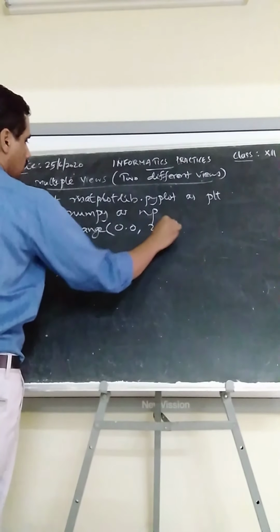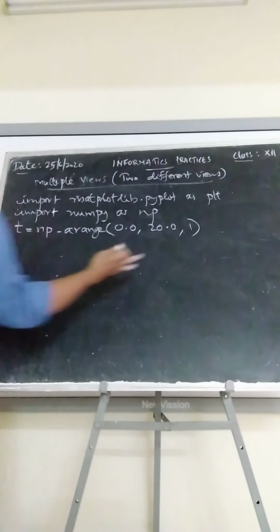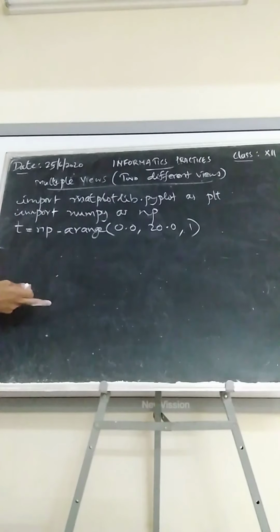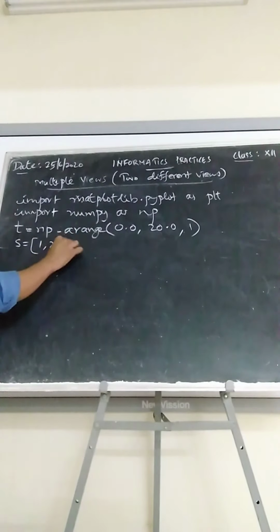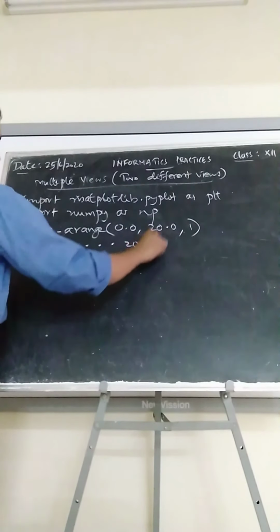And now we'll create an arange function, np.arange(0, 20, 1). So starting from 0 till 20, increment by 1. If you don't mention 1 also, it will increment by 1 only. And for s, I will give some values 1, 2, 3. The full code is there in the notes. Some values up to 20.